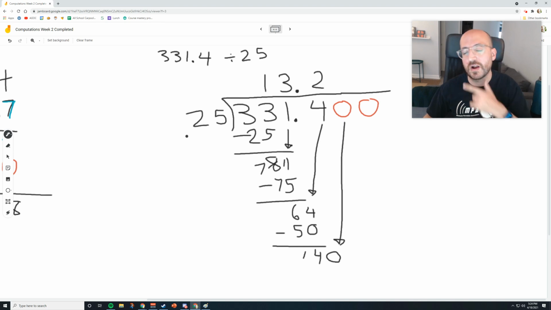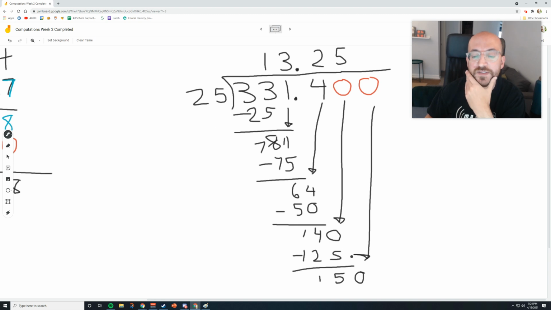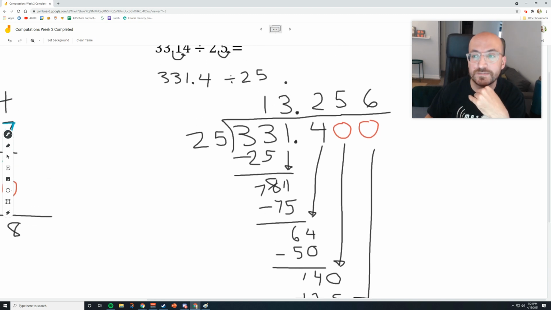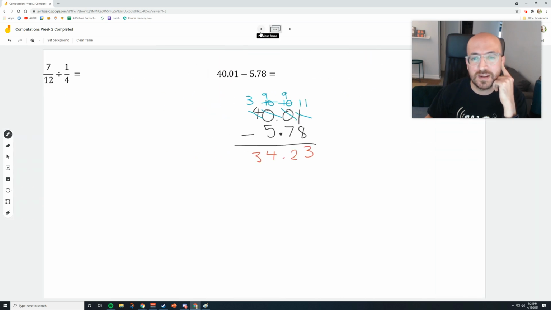How many 25s are in 140? 5. 5 quarters is the same as 125. We subtract. We have 15 this time. We bring it down. How many 25s are in 150? It is 6.